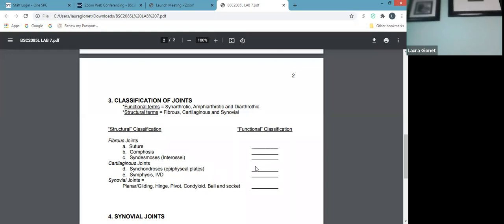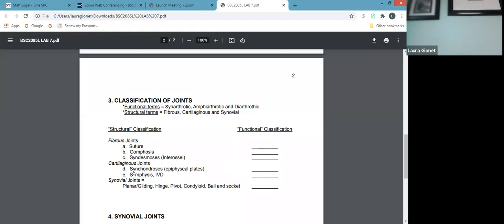Right. So, yes, that epiphyseal plate is an example of a cartilaginous joint, but how much movement would I expect to occur there? Well, there should be none, right? So, that would be then synarthrotic.